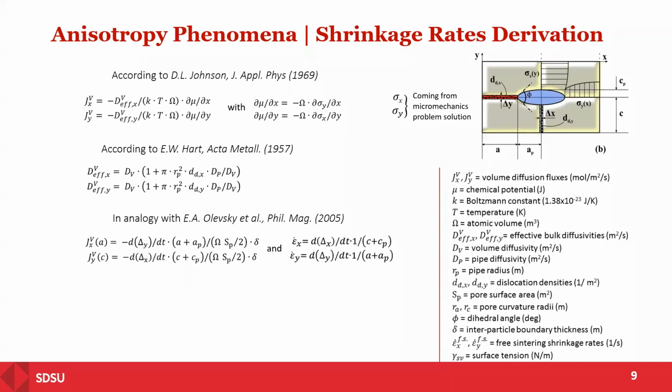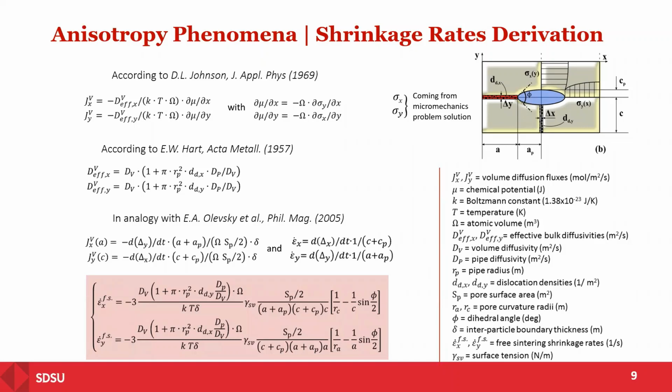So, combining all of these little pieces of this puzzle, we ended up with these two formulations for the shrinkage rate along the two directions, considering the contribution due to this deformed microstructure, because we have the influence of the diffusion coefficient, and the contribution due to the geometry of the particles and the force. We have here the curvature, the radii of the particle force, and the curvature radii of the dihedral angle.